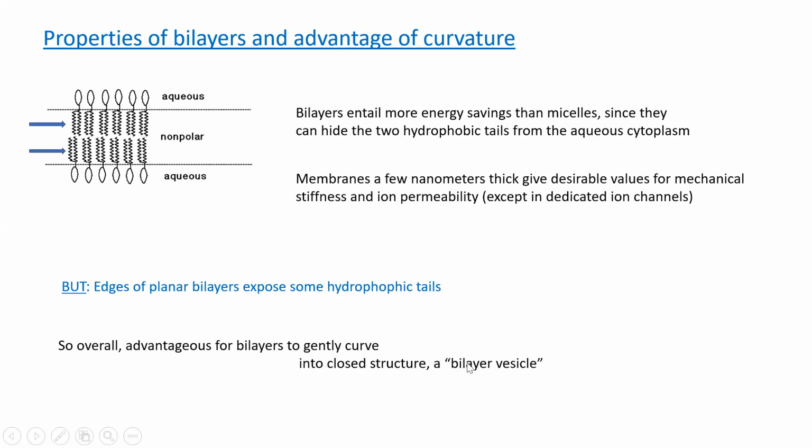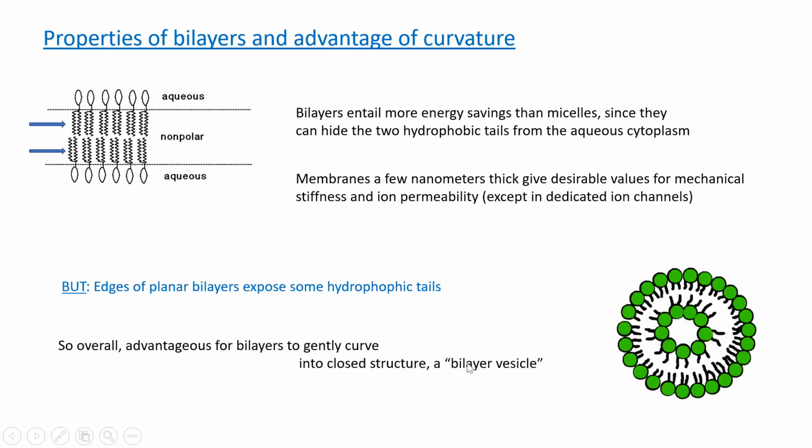And this forms what's called a bilayer vesicle, which can be seen here. In contrast to the micelle, where all of the tails reach into the center, here we have two layers, one inside the other, with heads and double tails facing one another. Okay, so we see that it's curved into a bilayer structure called a bilayer vesicle.